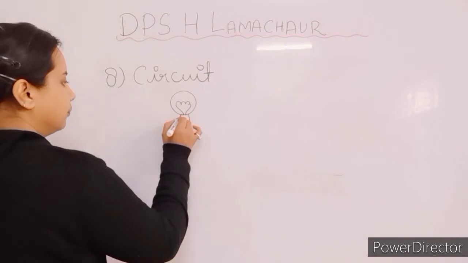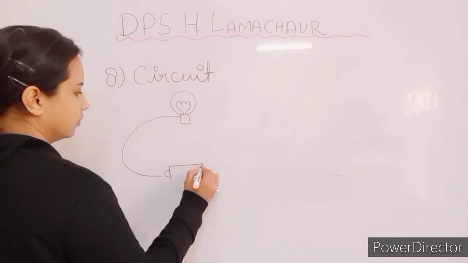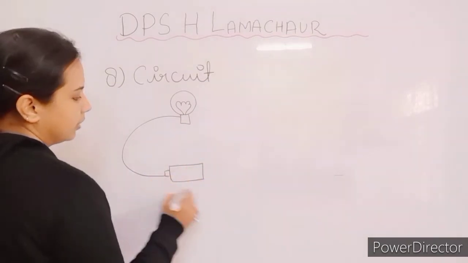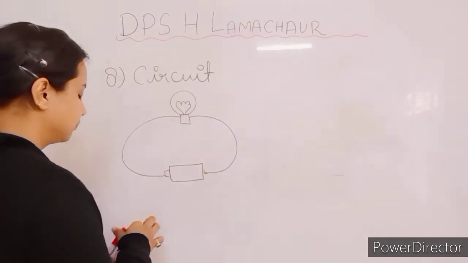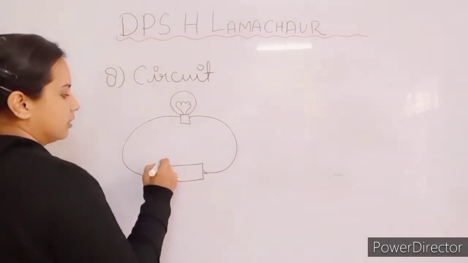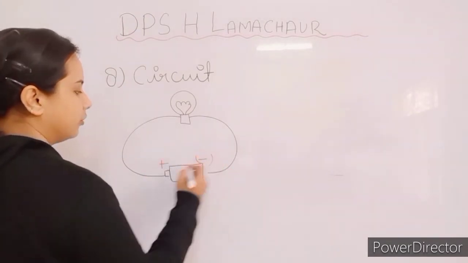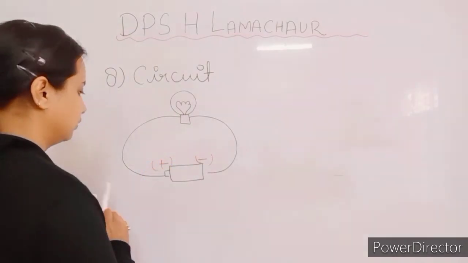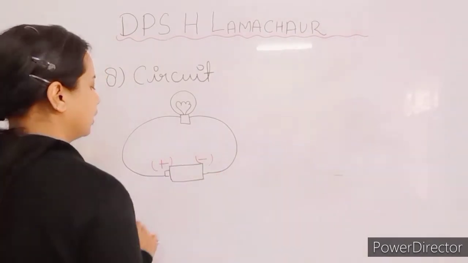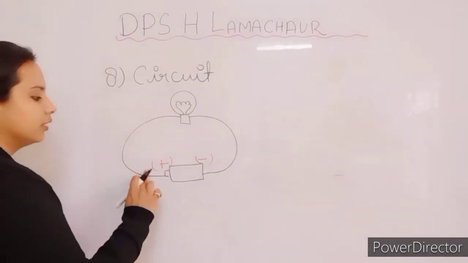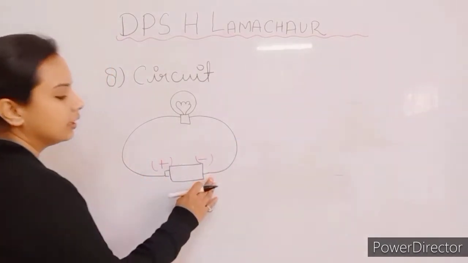Okay, this is a bulb, and here this is a battery. Okay, and this is a positive terminal and this is a negative terminal. Okay, and these are the two wires which are connected to the positive terminal and the negative terminal.